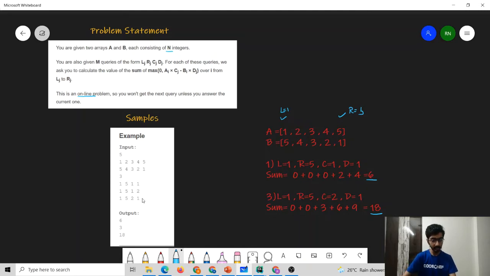For the third query, we have C equal to 2 and D equal to 1. So it will be 2 minus 5, which is minus 3. So contribution is 0. 4 minus 4, 0. 6 minus 3, which is 3. 8 minus 2, which is 6. 10 minus 1, which is 9. So the total contribution is 18.